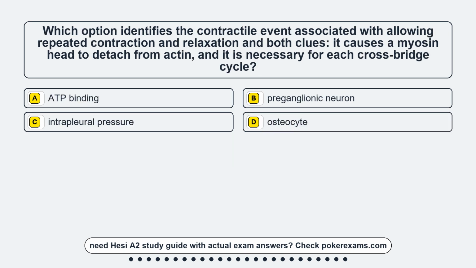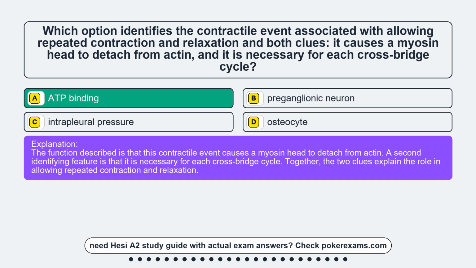Question 17. Which option identifies the contractile event associated with allowing repeated contraction and relaxation in both clues? It causes a myosin head to detach from actin, and it is necessary for each cross-bridge cycle. Option A, ADP binding. Option B, preganglionic neuron. Option C, intrapleural pressure. Option D, osteocyte. The correct answer is option A, ADP binding.